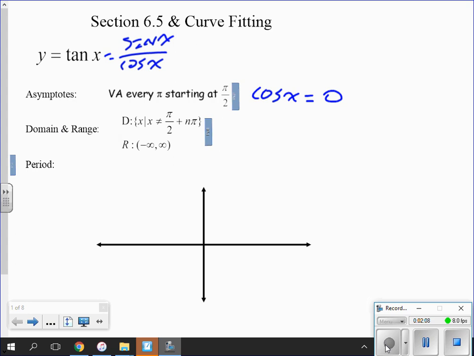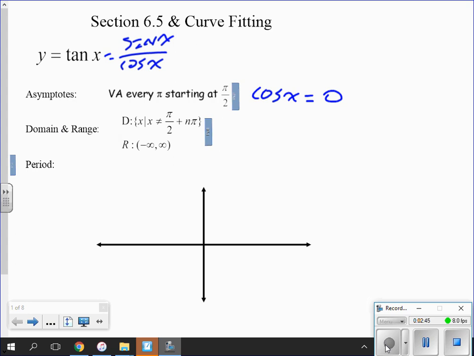pi over 2, negative 5 pi over 2, negative 7 pi over 2, any odd pi over 2 value, it's undefined, it has an asymptote. Those numbers are not in the domain, because your cosine for those values is 0, and you're not allowed to divide by 0. Your asymptotes are where your domain does not exist. Okay? Your range is everything. You will get every possible y value out of it. So it goes forever up and forever down.